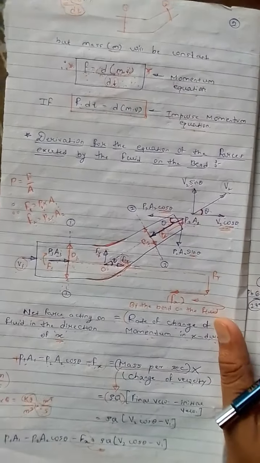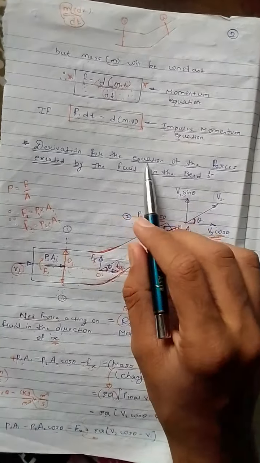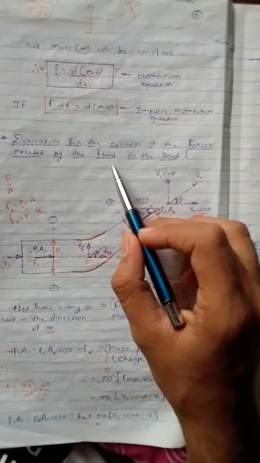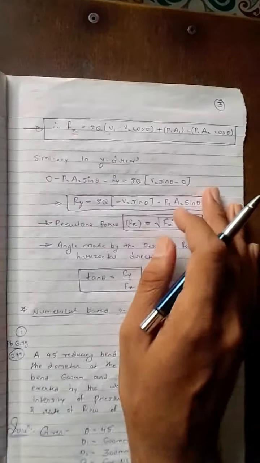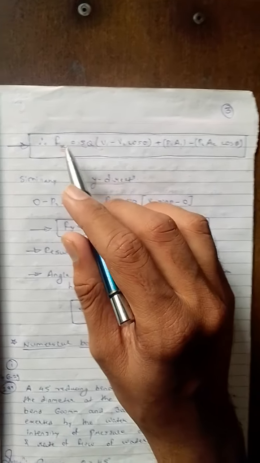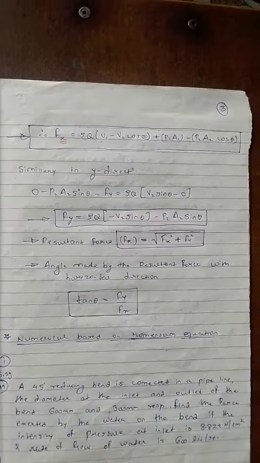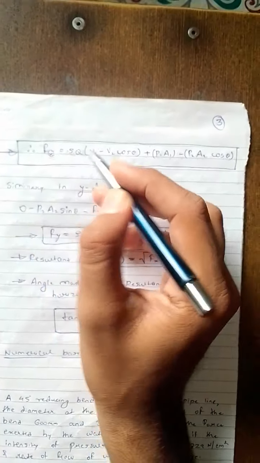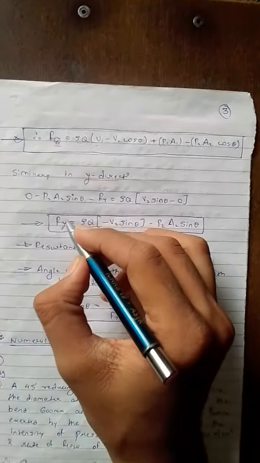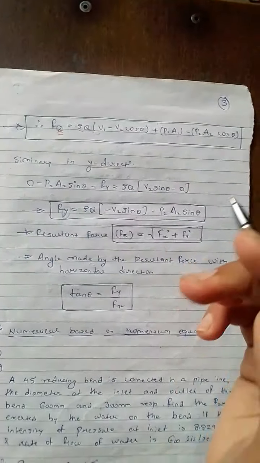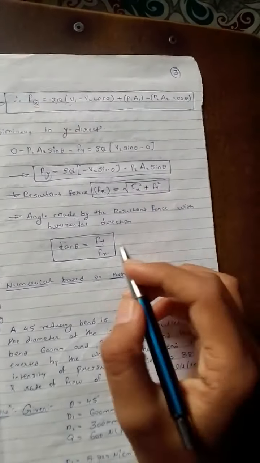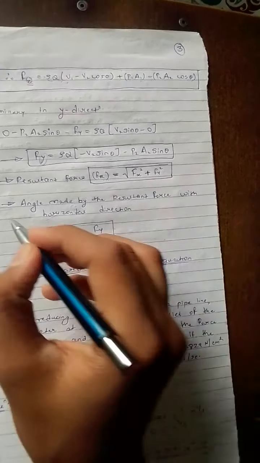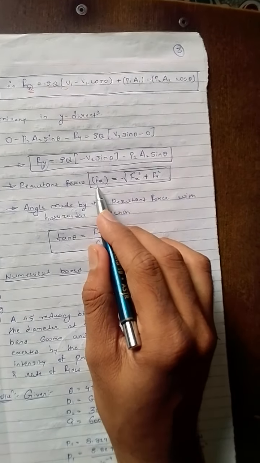and then we have done the derivation for the equation of the forces exerted by the fluid on the bend. We have derived two equations. The first equation was the equation of the force exerted in x direction, and similarly the equation of force which is exerted in y direction, and this equation is the resultant force, and this equation is for the angle made by the resultant force.